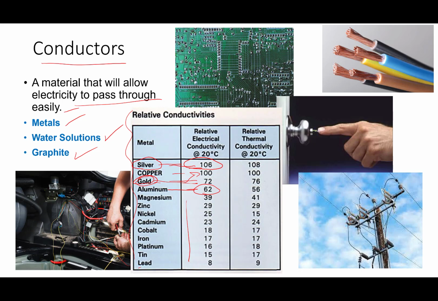So all of these things are good electrical conductors. One of the things I think is fascinating to note is that things that are good conductors of electricity also tend to be good conductors of heat. That has to do with how the electrons are arranged within the material. We'll talk more about that later.